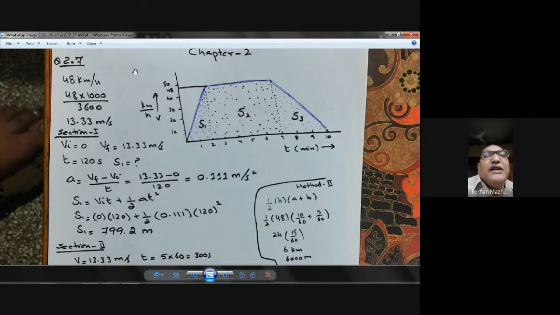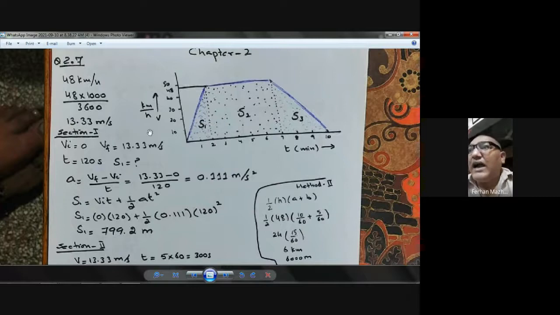So when I multiply 48 with 1000 and divide it by 3600, to convert from kilometer per hour to meter per second, it becomes 13.33 meter per second. You can see we have done that conversion. So 48 multiplied by 1000 divided by 3600 converts from kilometer per hour to meter per second.